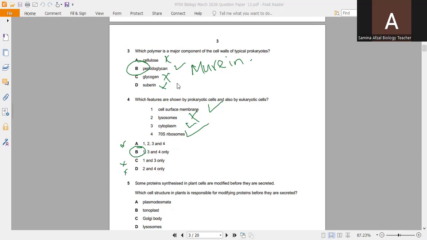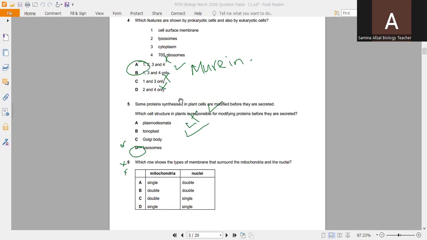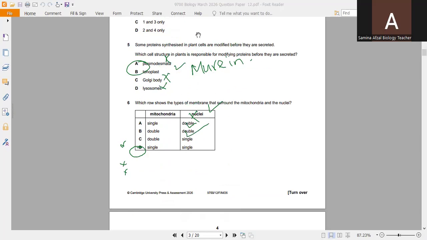Now I would like to move towards question number 5. Question number 5 is: some proteins synthesized in plant cells are modified before they are secreted.